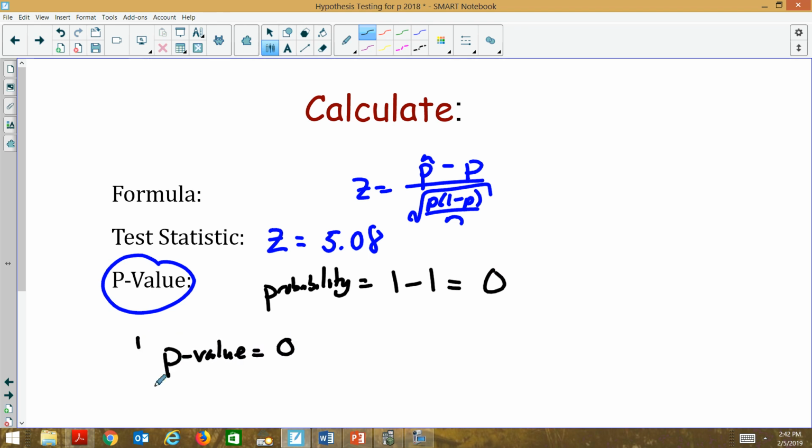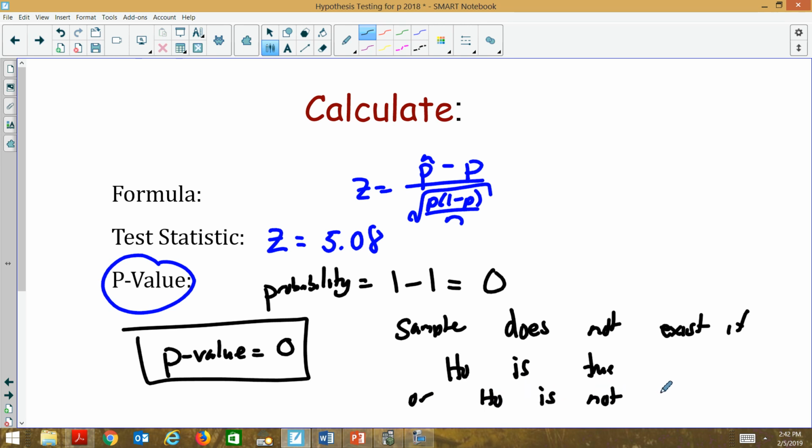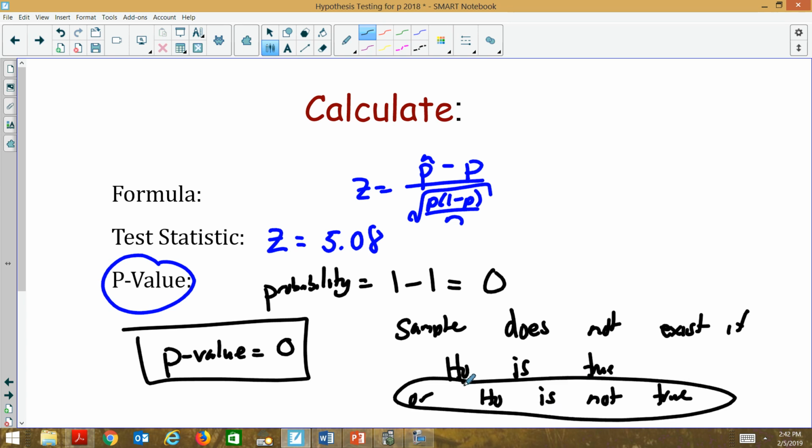So what does this 0 mean? What this is suggesting is that one of two things occurs. Either our sample could not exist if H0 is true, or H0 is not true. Okay? Since we are working with sample data more so than an assumed hypothesis, we are always going to choose the latter in this scenario if our p-value is extraordinarily low.